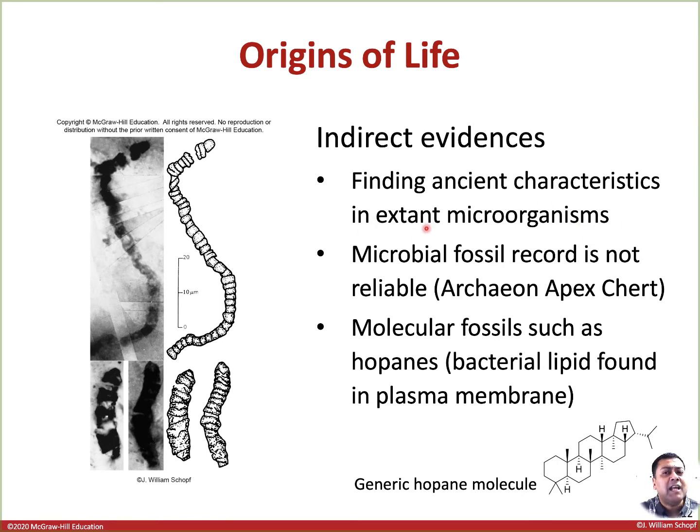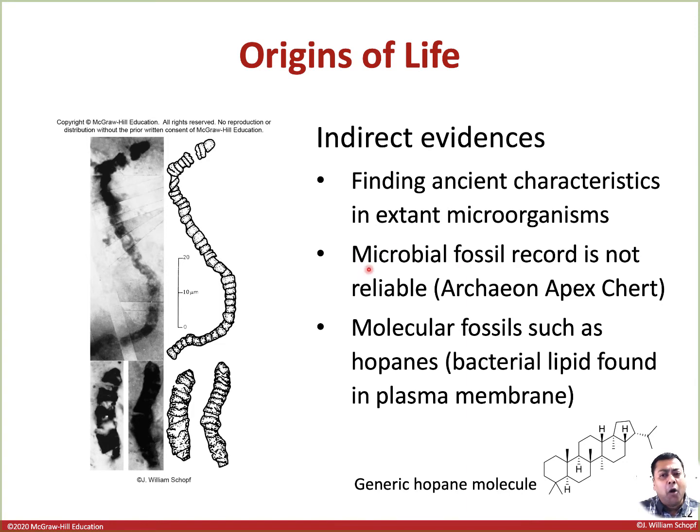What we mean by the extant is that they are present today. Extinct means they are gone. Extant means they are present. So there are some characteristics which are extremely primitive, and we try to find whether these are actually clues which can go into an indirect evidence for the origin of life. And we are going to talk about that in a second.